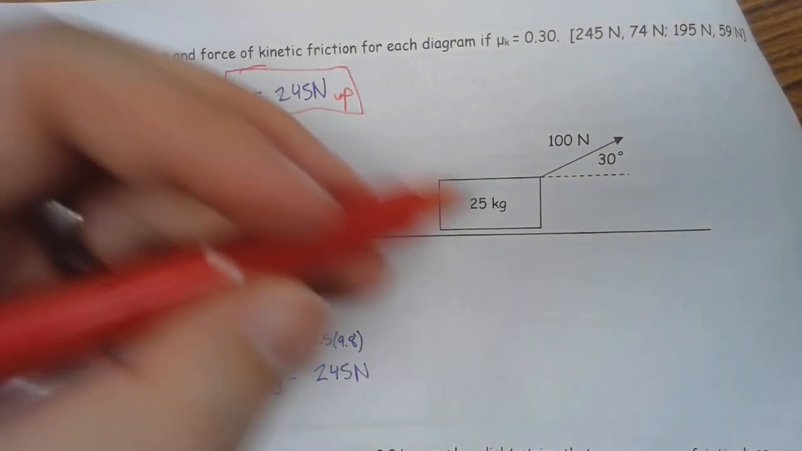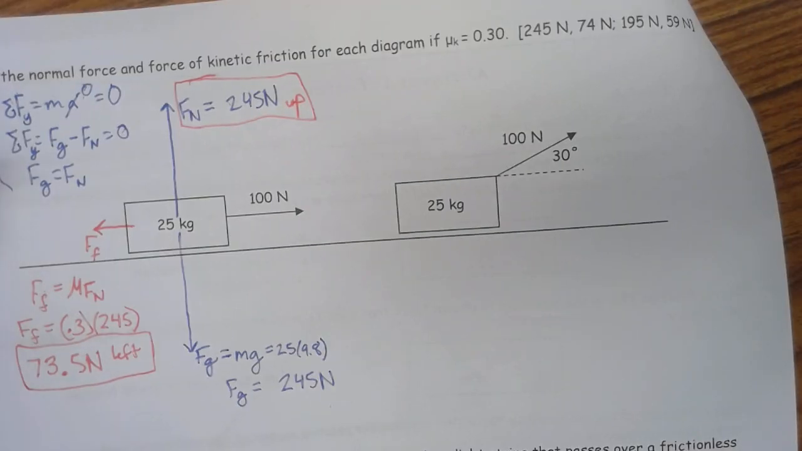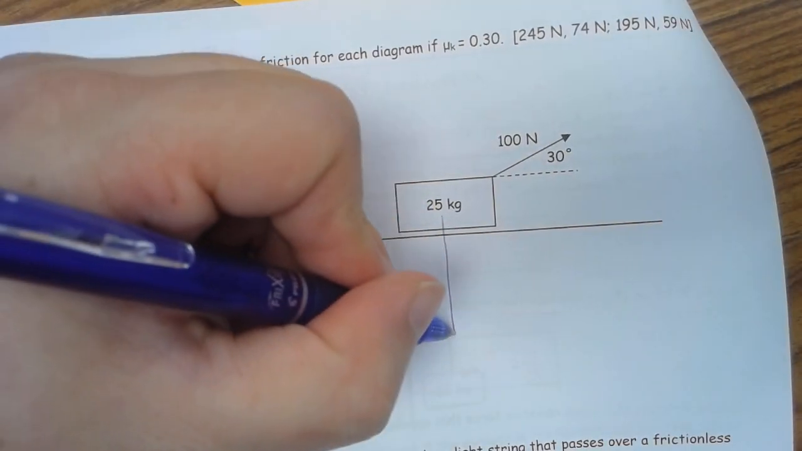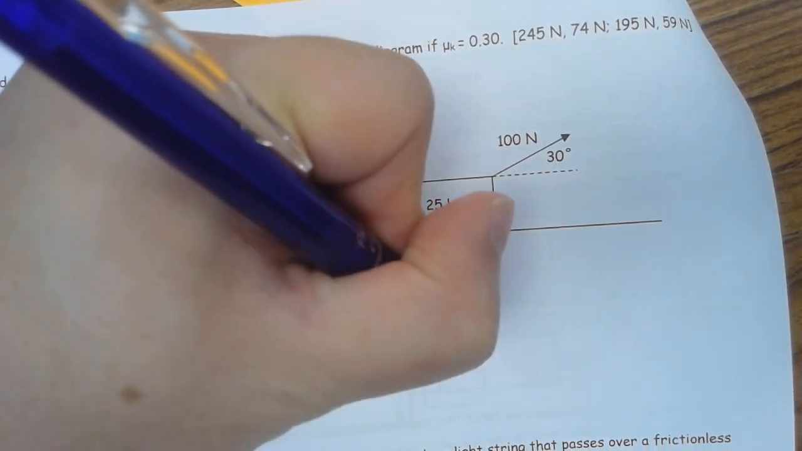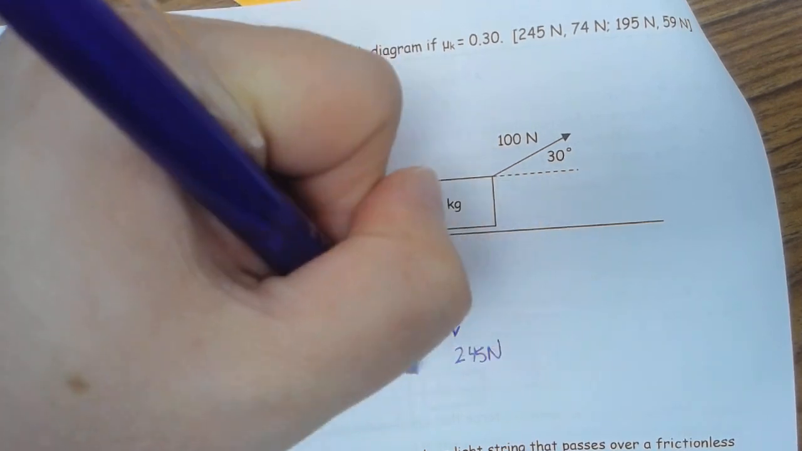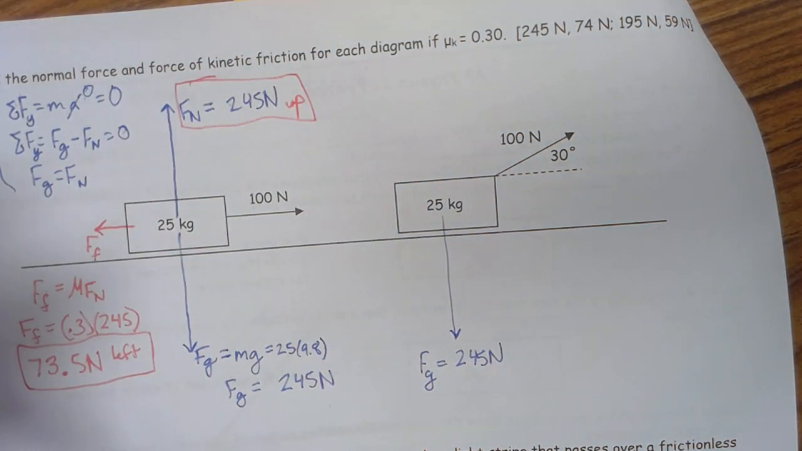What else do I need to do? I need to do the second diagram too. What's the same? Tell me what's the same. The weight is the same. I'm not going to make you resolve it if I asked you for the same thing. 245 newtons. Is that it? Yeah?